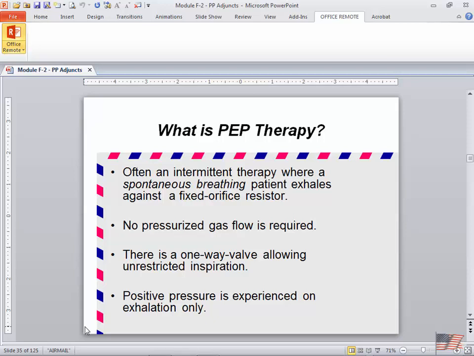We do this intermittently on spontaneously breathing patients. There's no pressurized gas required. There's just those series of one-way valves. So the inspiration is drawn from one part, and the expiration is through the fixed orifice or through the threshold resistor. And that positive pressure is on exhalation.